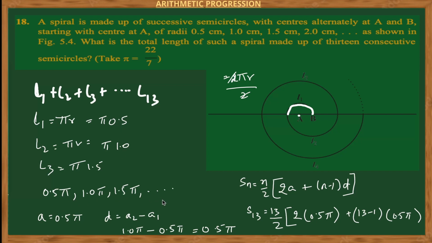Once we formed a sequence, we solve it as an arithmetic progression, where we retrieve a, d, and we know n is 13. Based on this, we have applied a formula to find the length of the spiral. Okay, hope this is clear, students. Let's move to the next question.